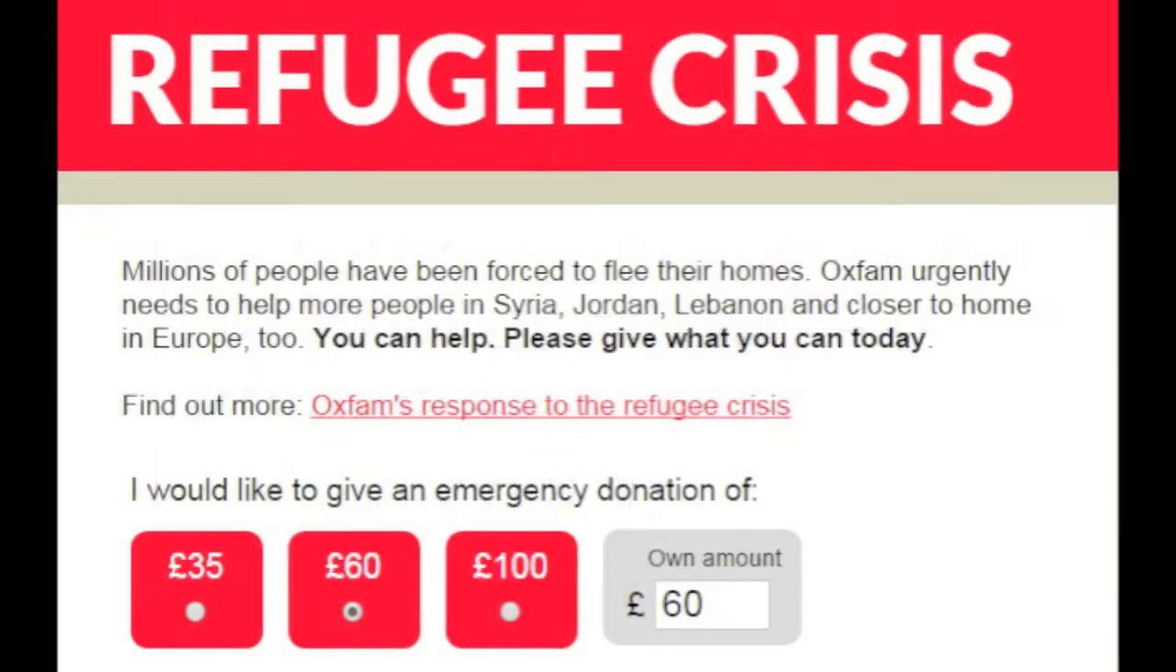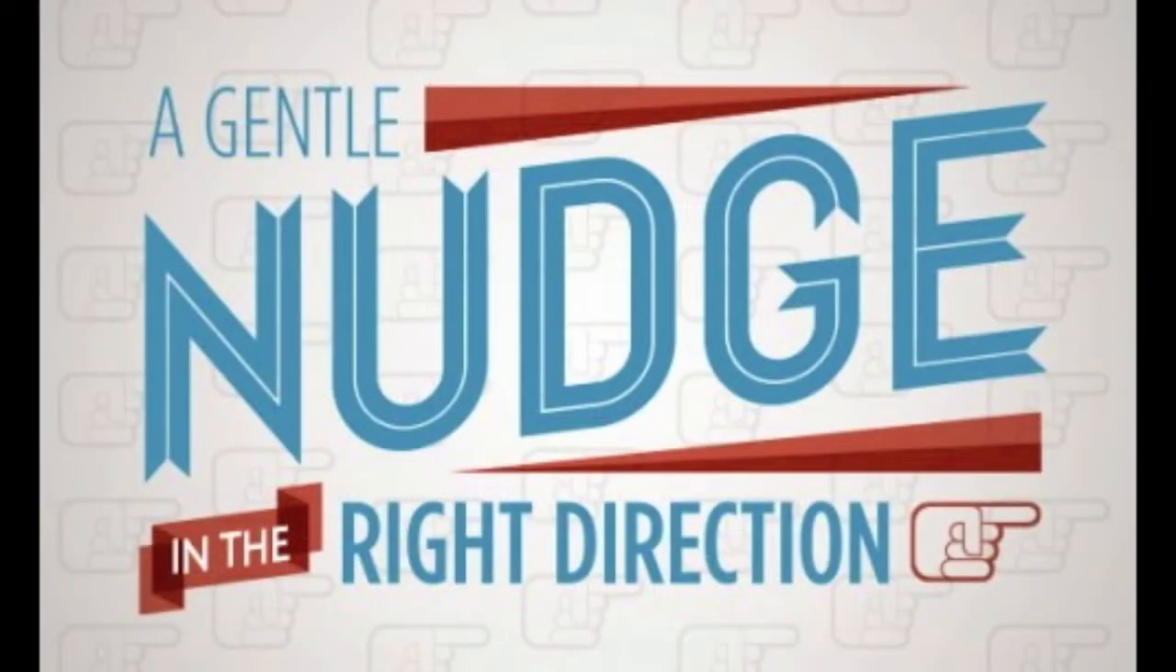For example, Oxfam is offering 3 preset options for people who want to support the refugee crisis. It's set at £35, £60 and £100. £35 might feel a bit on the low side, while £100 is quite on the high end for the average person. Hence, people are sort of directed to the £60 option. This is also the pre-selected value in the own amount box.